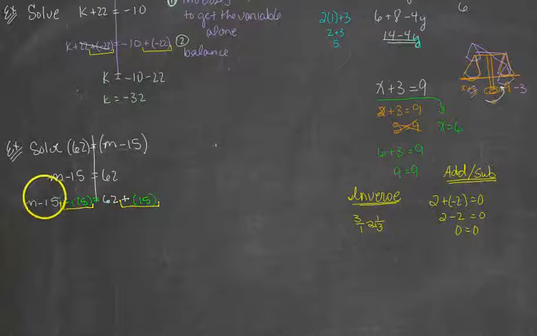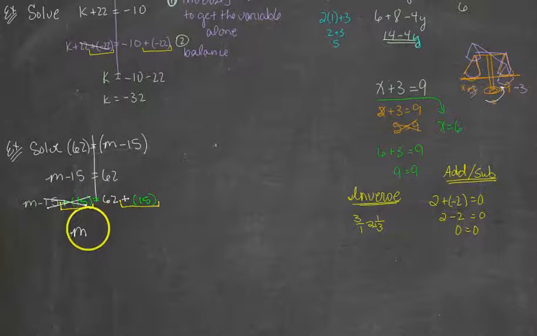On this side, all of this is going to disappear because negative 15 plus the opposite of 15 is just 0. And so I'm left with m on the left-hand side. 62 plus 15 is 77. Now, we want to do something else.